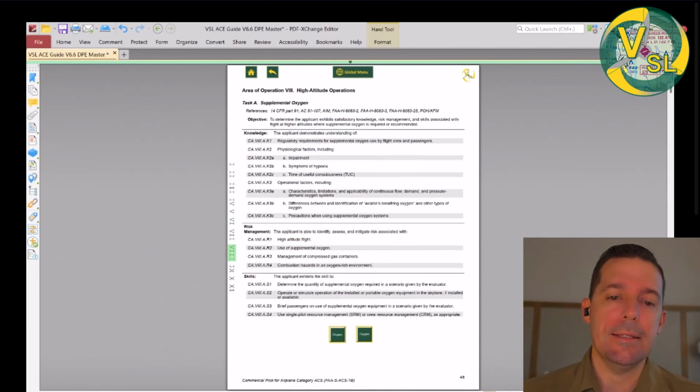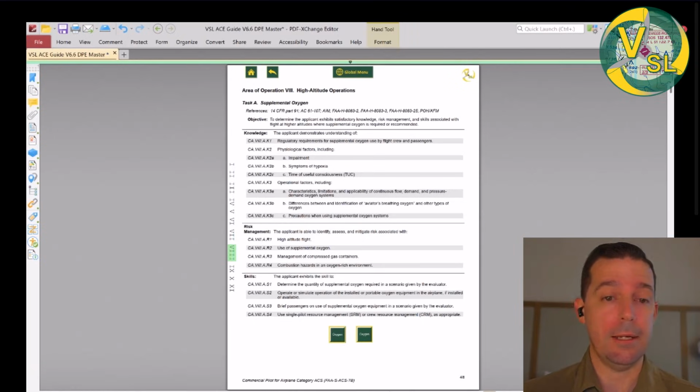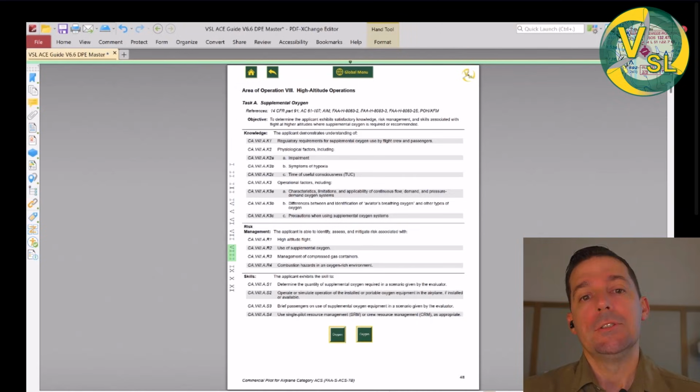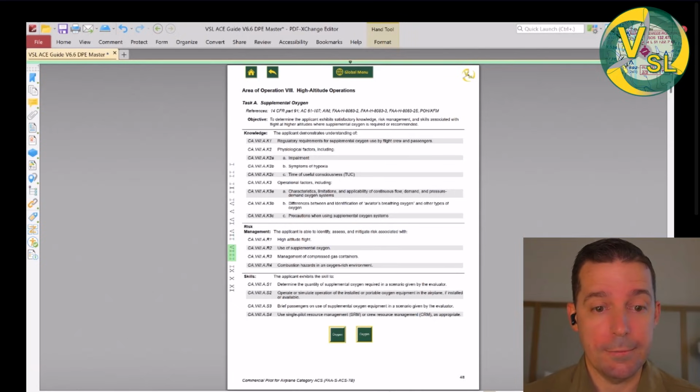So as with any ACS, there's knowledge topics, there's risk management topics, and then you have to demonstrate proficiency in all the skills. So an examiner like myself might ask one knowledge, one risk management, and you have to demo all the skills. So in the case of supplemental oxygen, there are 4 skills, but these are a little different because skill 1 says you have to determine the quantity of supplemental oxygen required in a scenario given by the evaluator. So I'll give you a scenario. You have to tell me how much oxygen we need, right?